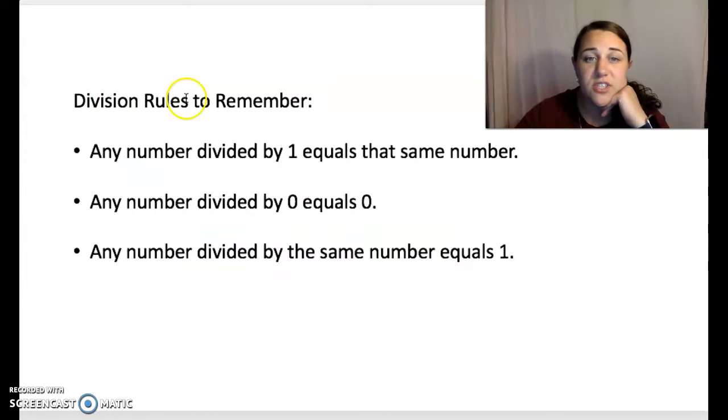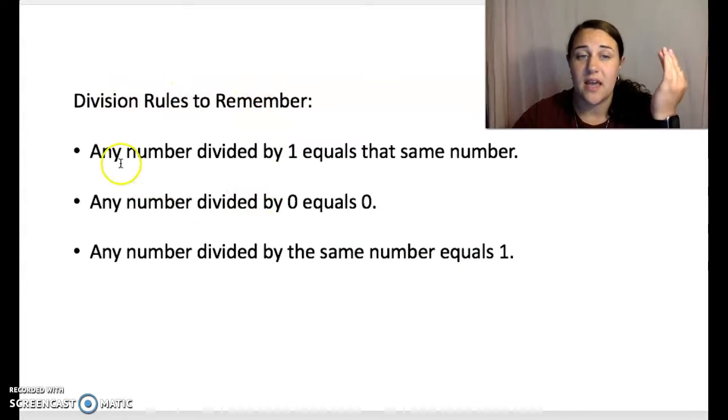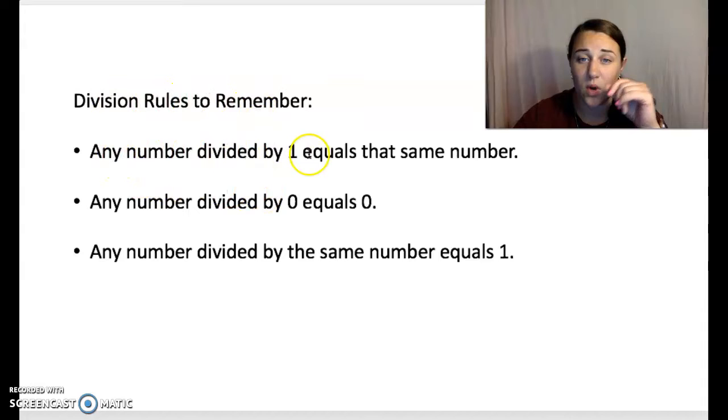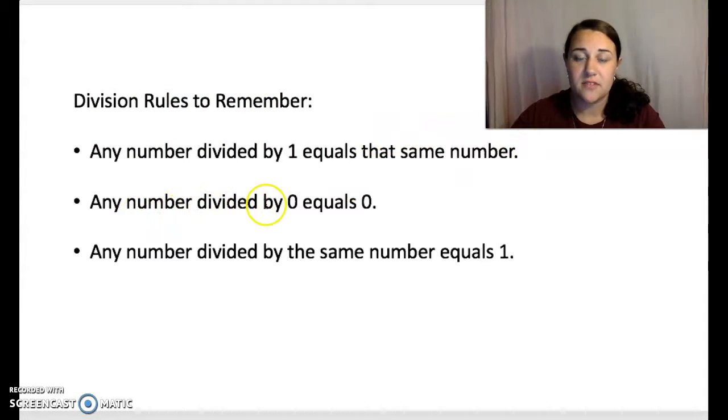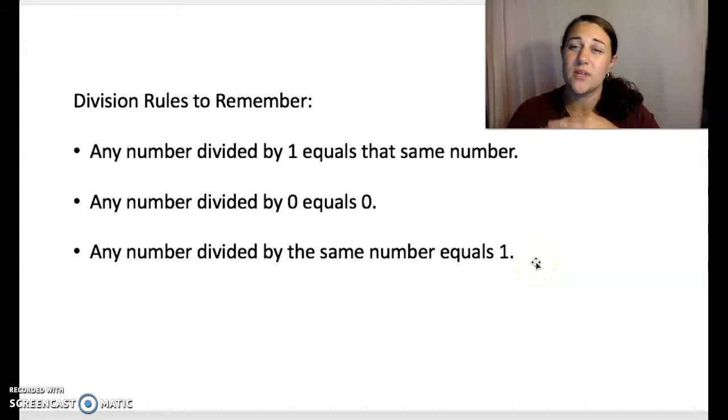Okay, so our division rules to remember, friends. Any number divided by 1 equals that same number. Any number divided by 0 always equals 0. And any number divided by the same number equals 1. Right? So that's what we're going to focus on today.